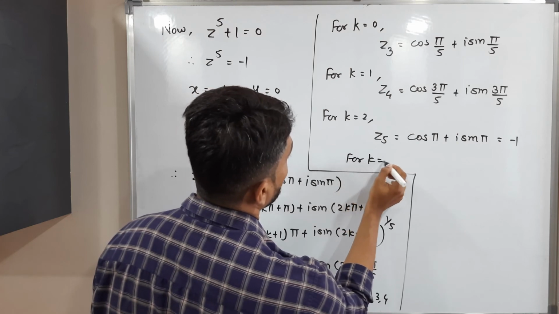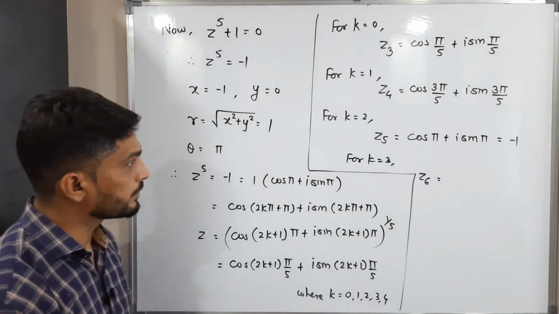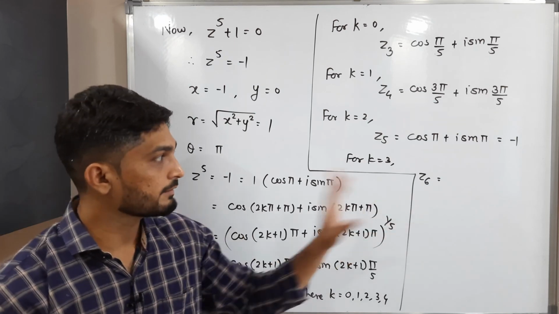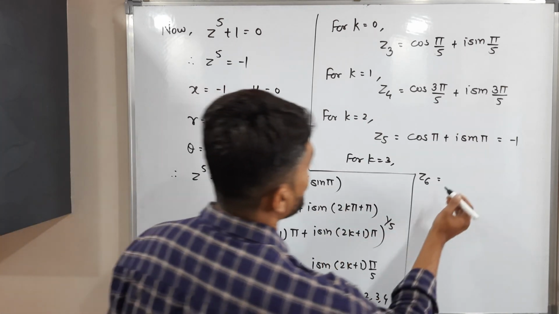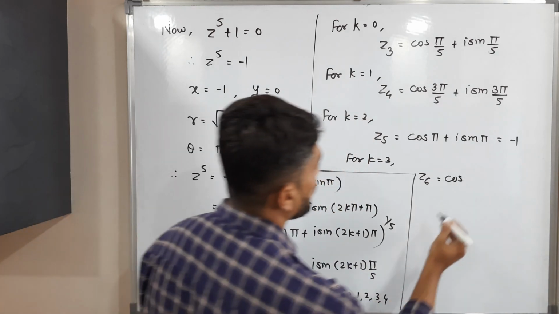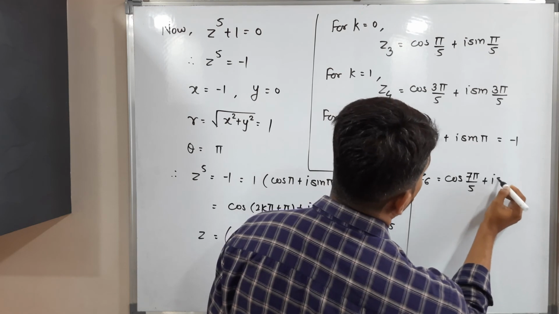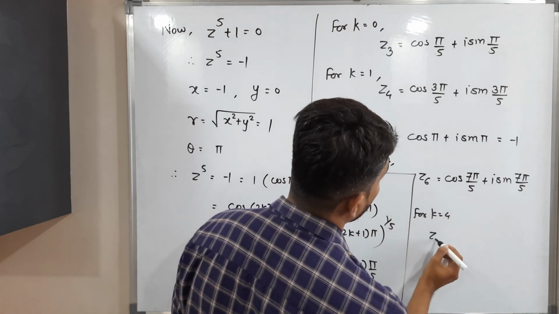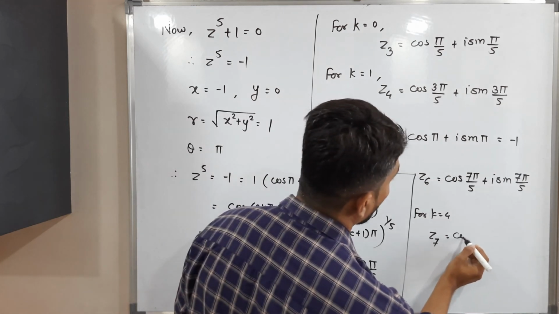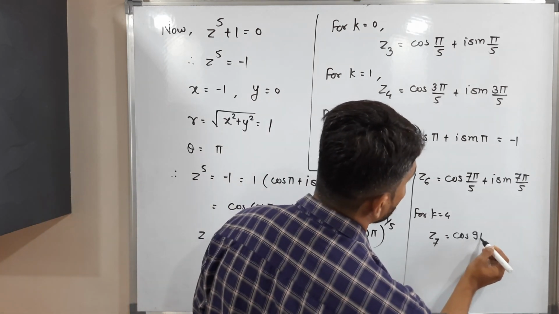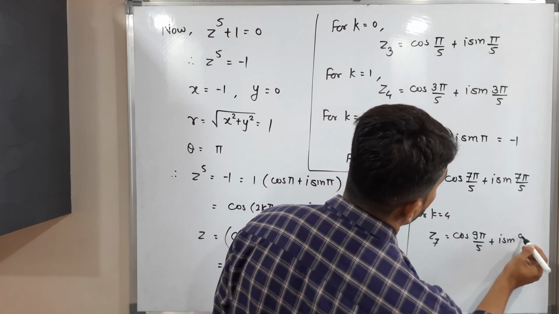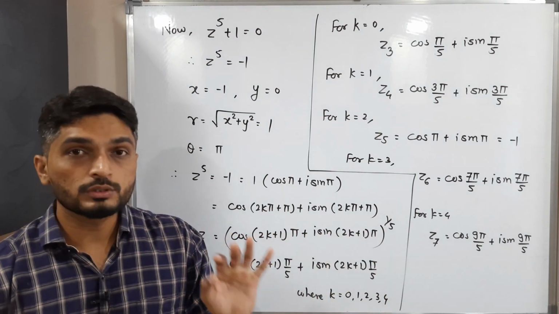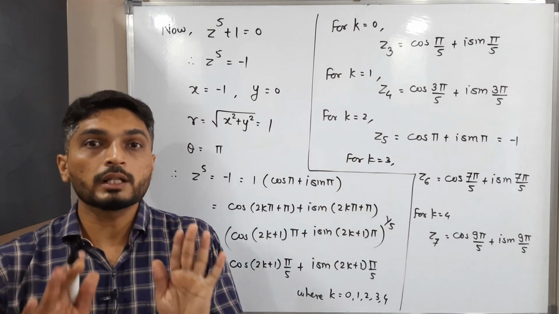So for k equal to 3, we will have the 7th root, since we started with Z0. I am putting k equal to 3. Here we will have cos 7 pi by 5 plus i sin 7 pi by 5. For k equal to 4, the last root, Z7, we have cos 9 pi by 5 plus i sin 9 pi by 5. So Z0, Z1, Z2, Z3, Z4, Z5, Z6 and Z7. In total, 8 roots we have got.